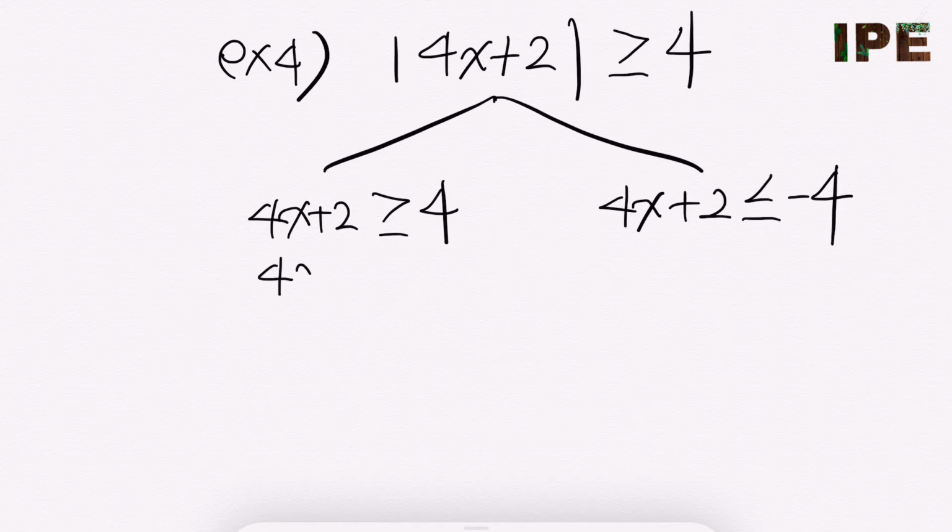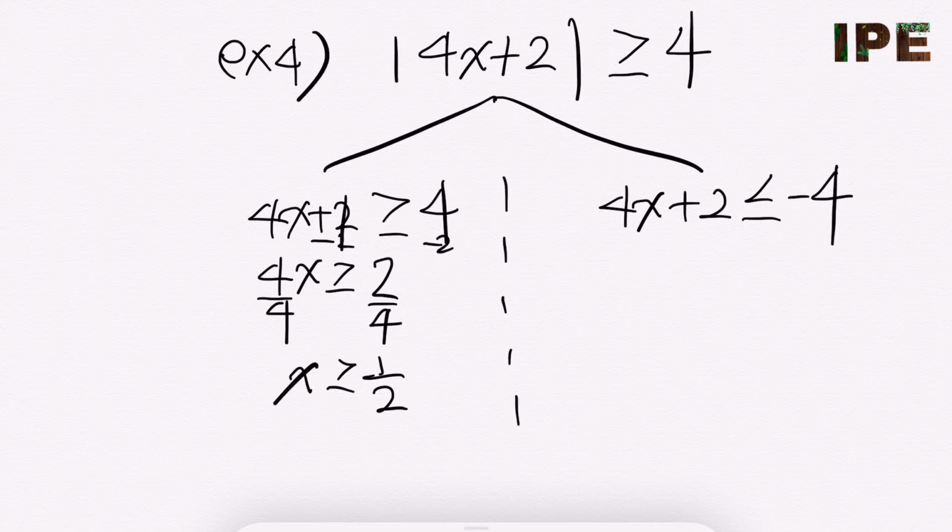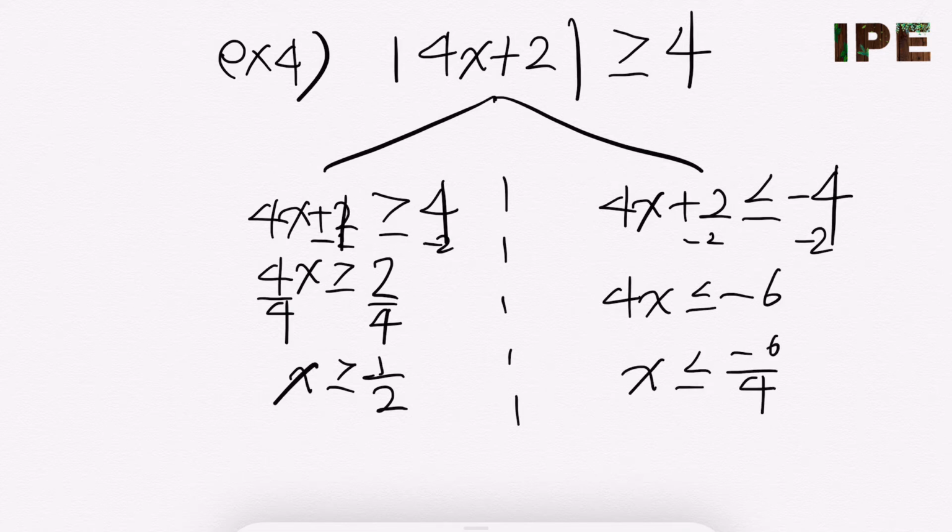First one, 4x is greater than or equal to 2, because we subtract 2 from both sides, right? And then divide by 4 and divide by 4. Okay, so x is greater than or equal to 1/2. Or if you solve the second inequality, subtract 2 from both sides. 4x is less than or equal to negative 6, and then x is less than or equal to negative 6 over 4. If you simplify that, negative 3 over 2. So x is less than or equal to negative 3 over 2.